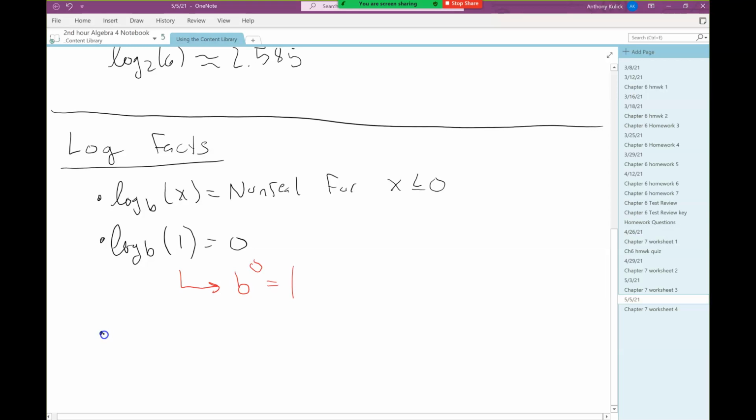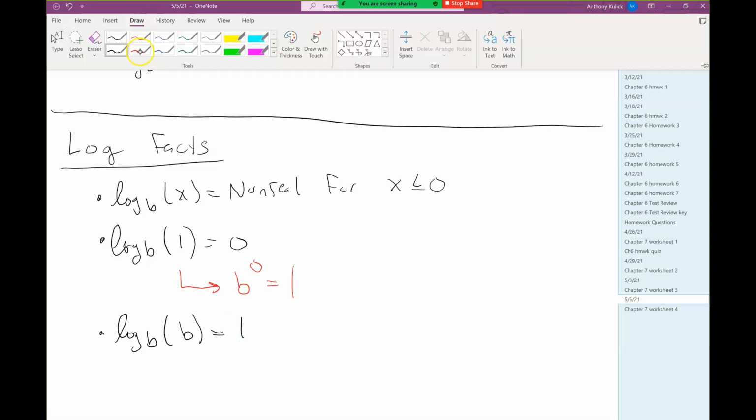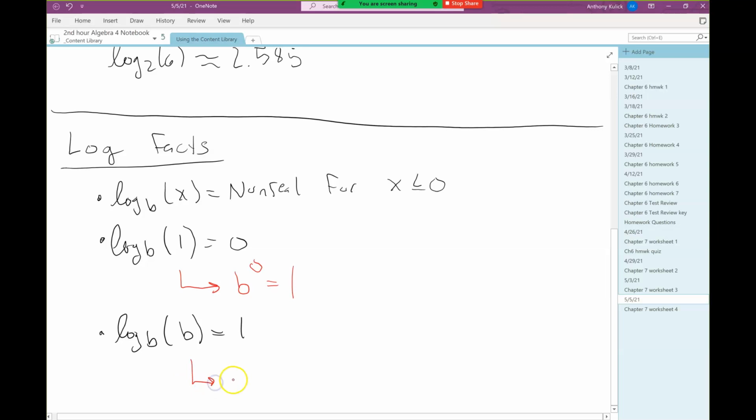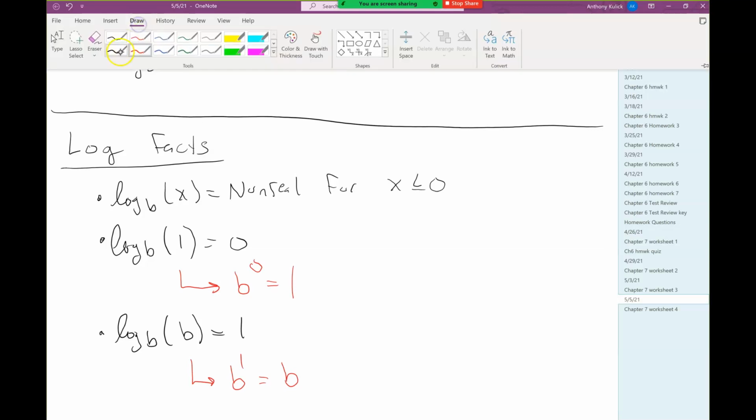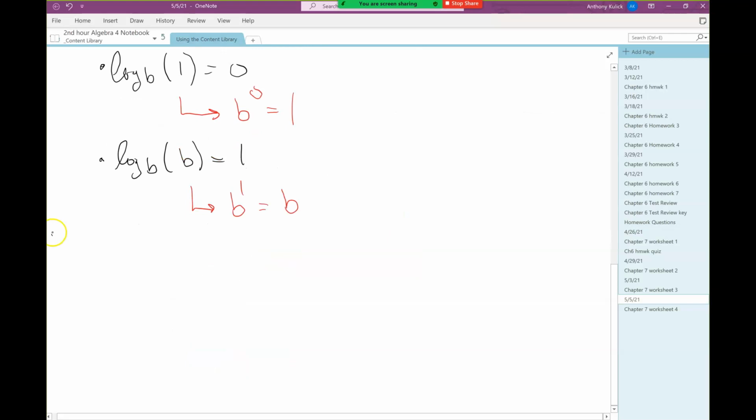And the third log fact that I have is log base b of b is equal to 1. Again, using our definition, that's equivalent to saying b to the first is equal to b, which is like, no doy. So sure, of course, log base b of b is 1. No big deal. So those are some basic properties there.